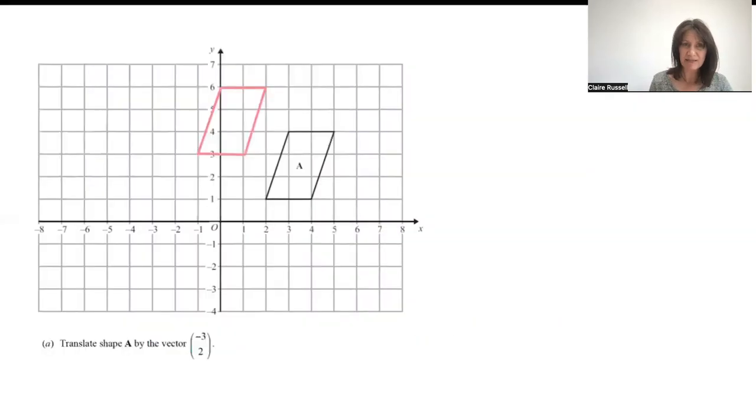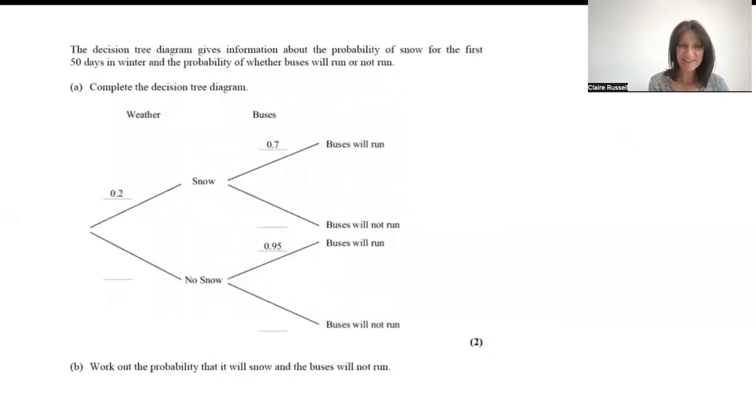And I have already done that so that I don't mess it up with my software. So that's what it should have looked like. Okay, next question. Hit pause, press play when you're ready.